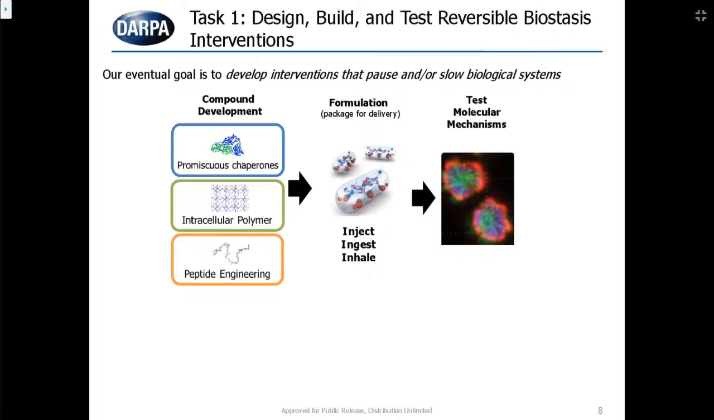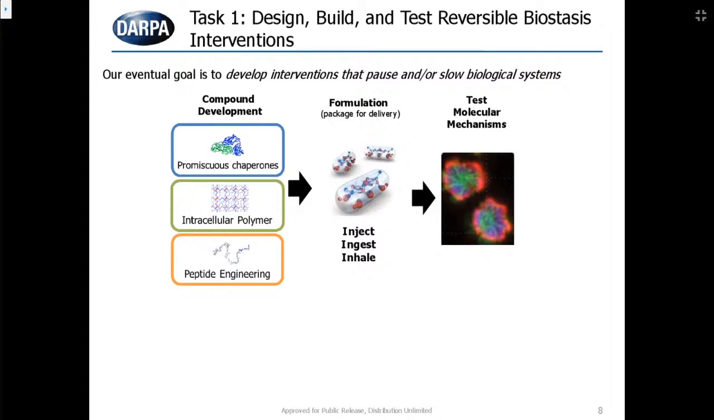For example, it's key to the issue of translatability that our intervention shows some degree of equivalent activity across a diverse array of biological models that can be interrogated quickly and in multiplex fashion. So think stabilization or reversible inhibition of multiple structurally and catalytically diverse proteins.